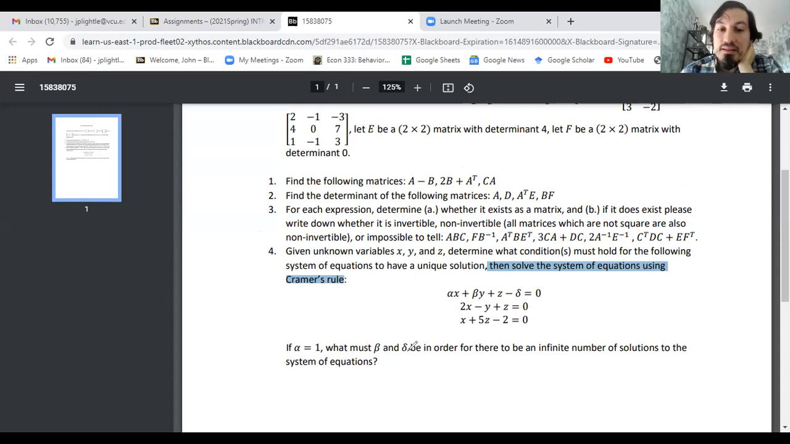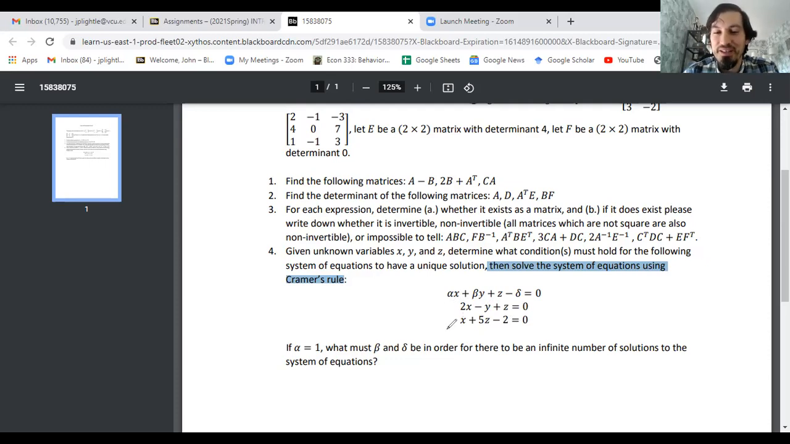What must beta and delta be in order for there to be an infinite number of solutions to the system of equations? Well, one of the rows has to be a multiple of the other. There has to be some kind of consistency across the rows that corresponds to, I can take one equation, multiply it by some constant, and get another equation.